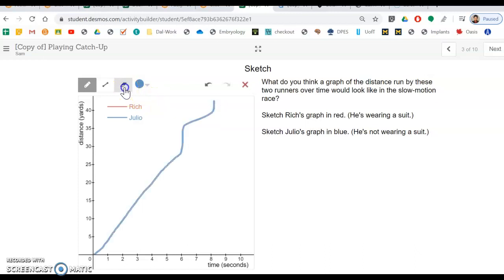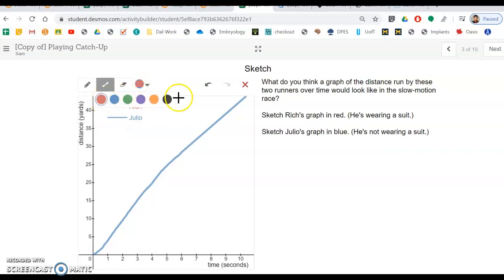Oh, sorry, it should not go like that. There is also this line tool. If I think it would be a linear line, I'll just grab it and I can just go like that. On the other hand, for Rick, the guy in the suit, we have to pick the red color because the legend says that Rick is the red line, Julio is the blue line.